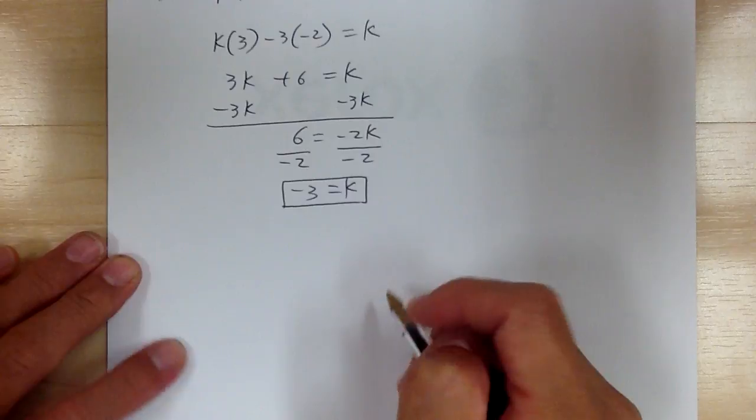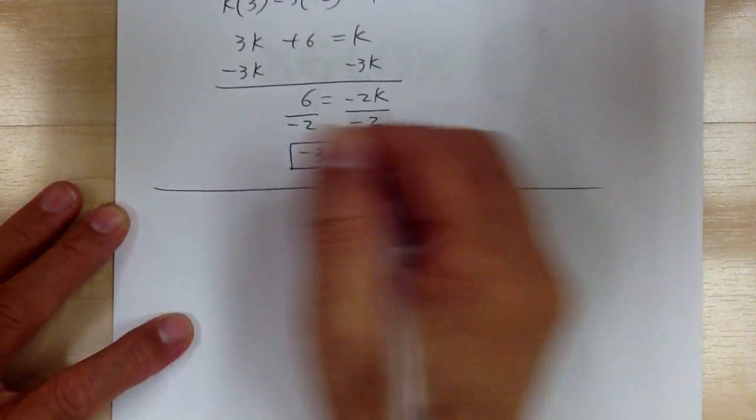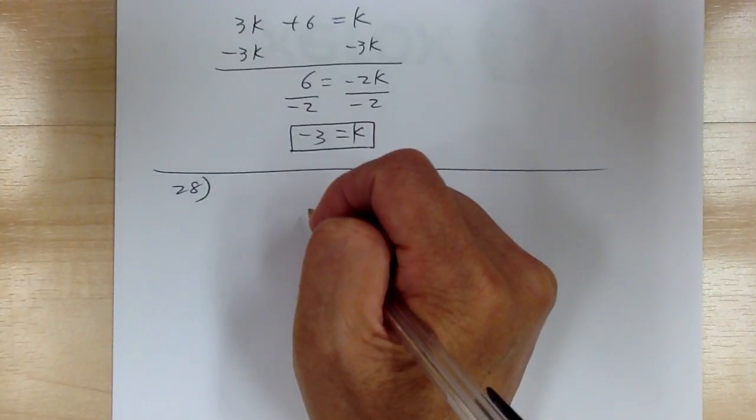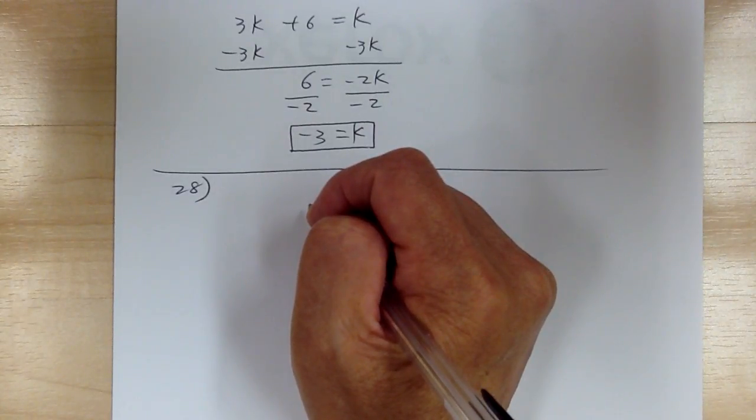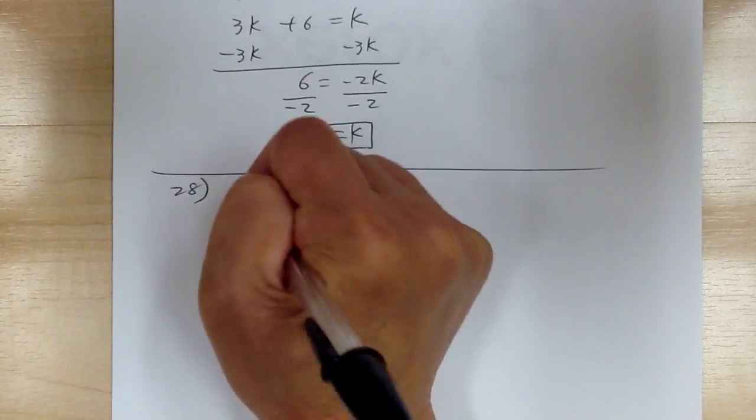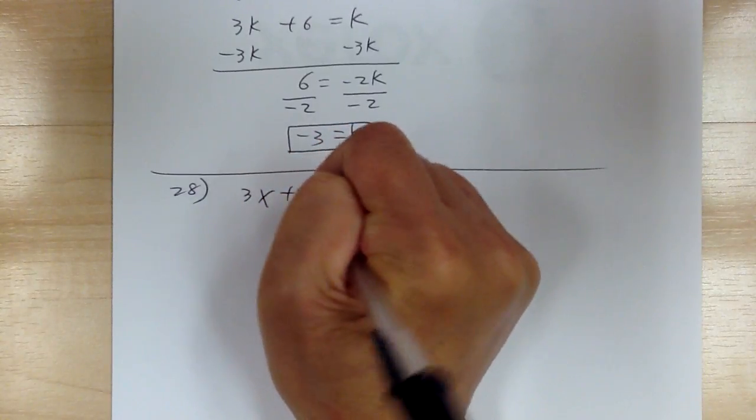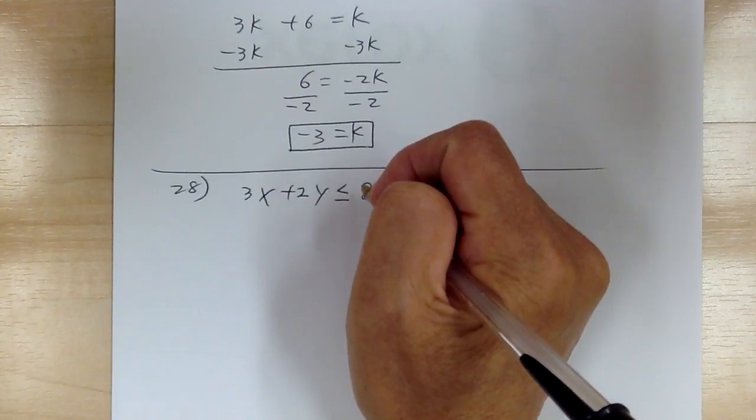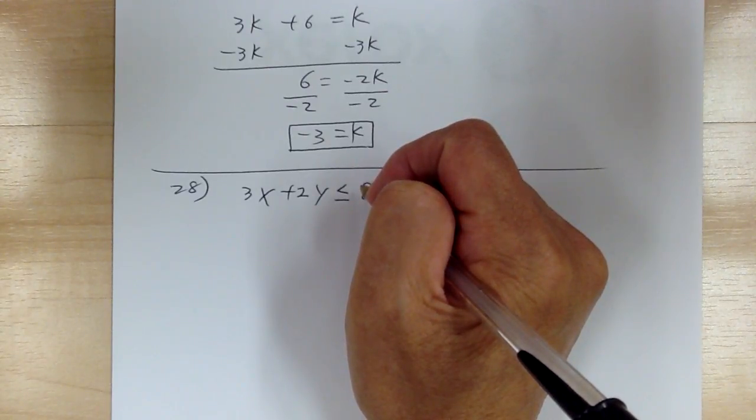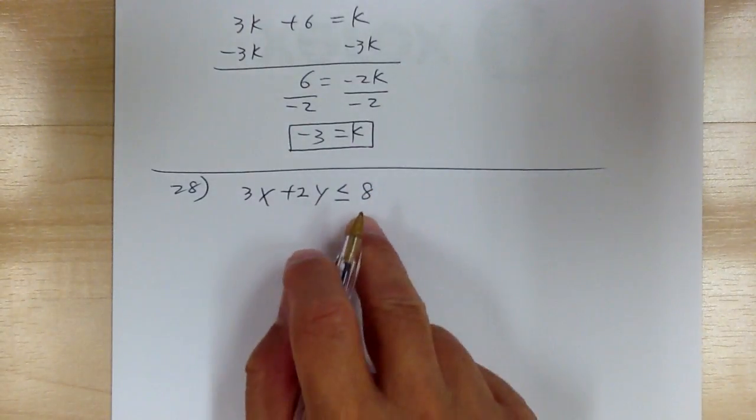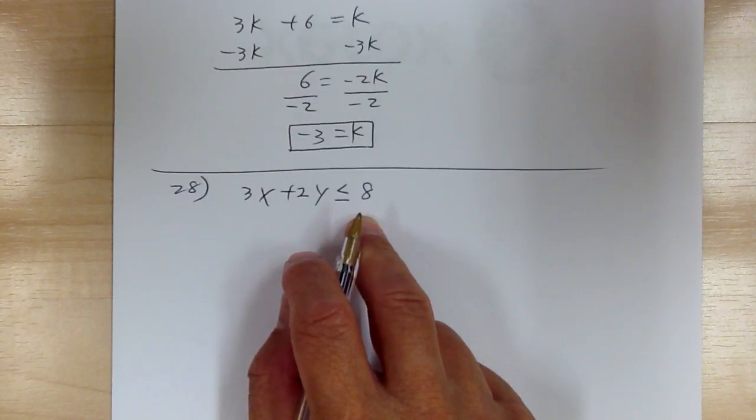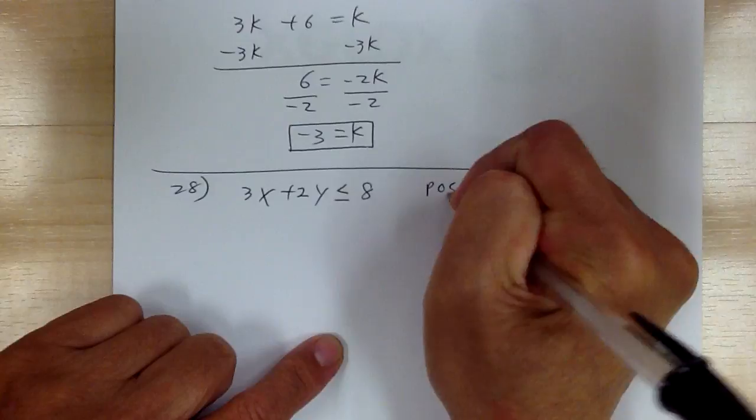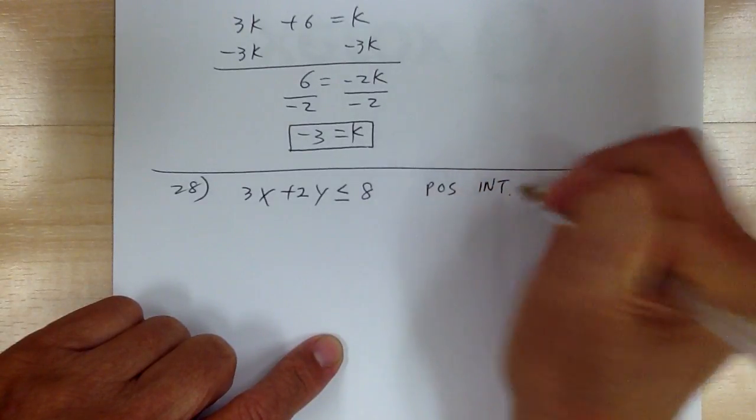Let's go to number 28. Number 28, you have 3x plus 2y is less than or equal to 8. And this one you want to find a solution set of each open sentence. Open sentence means it's not solved yet. Each variable represents a positive integer. So each one is a positive integer.